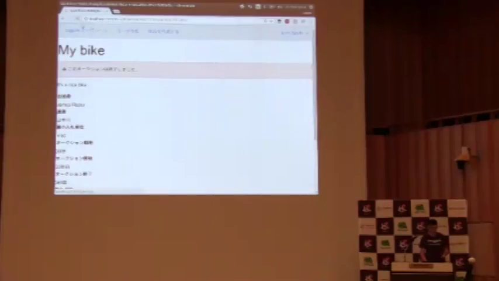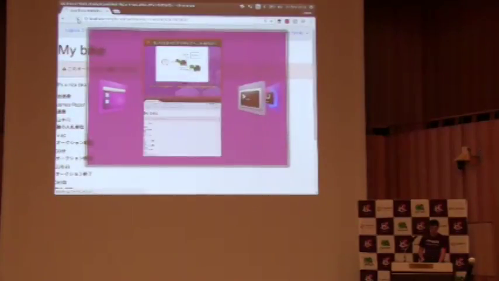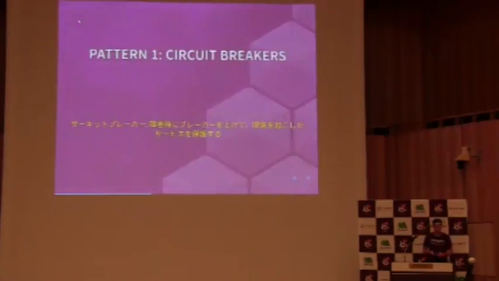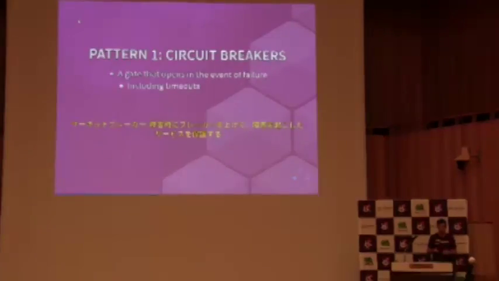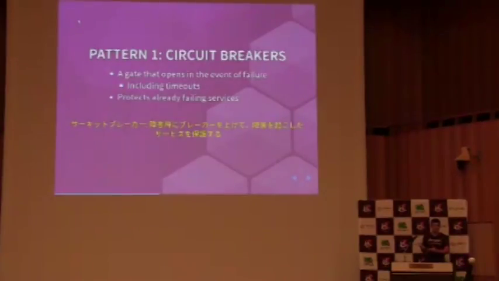The first thing we can do to ensure that our services are more resilient is to use circuit breakers. A circuit breaker is a gate that opens when there's a failure. So it basically blocks the communication. It will also include timeouts, so it's got a maximum amount of time that it'll allow things to happen, and if these things start taking longer than that, then it will open. The idea is that it's meant to protect against already failing services. The bidding service is already slow, so the circuit breaker is going to help protect it by not allowing any more requests through, and this will give that service a chance to recover.